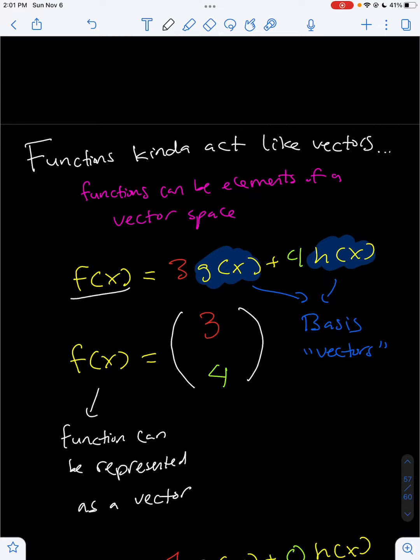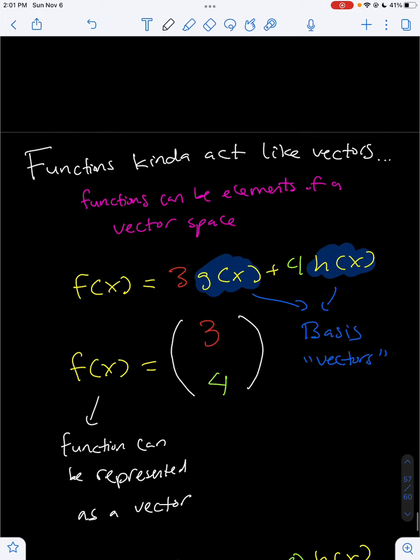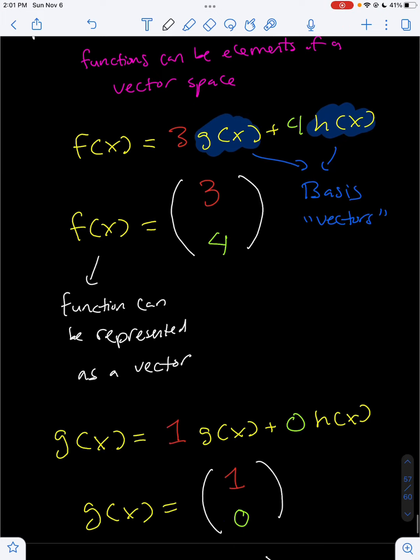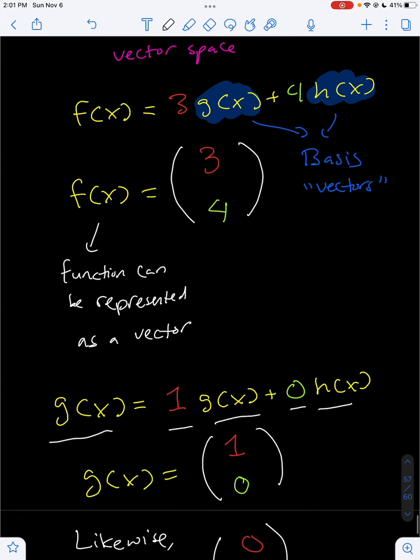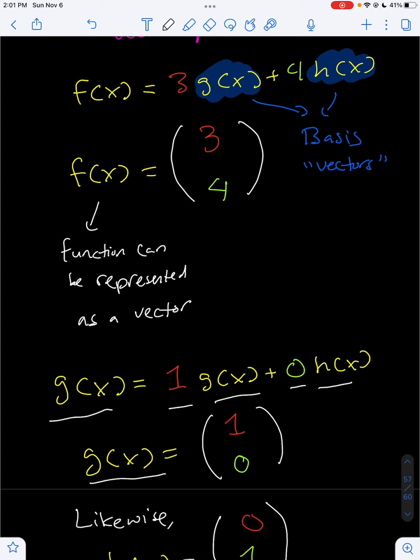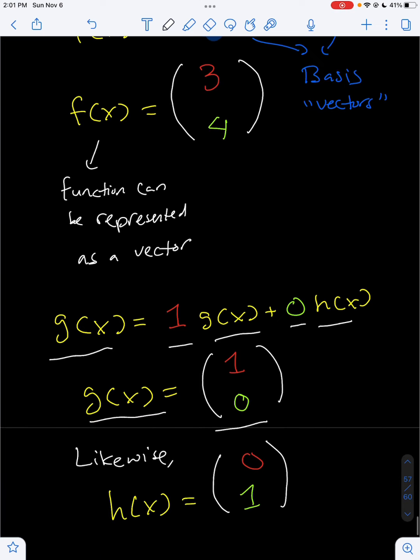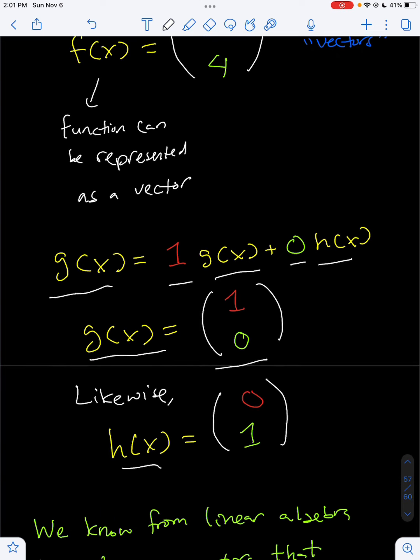So the main idea here is that our functions can also act like vectors, and we can represent them as vectors. And under this notation, since g of x equals 1 g of x plus 0 h of x, we can represent g of x as 1, 0, and likewise h of x is going to be 0, 1.